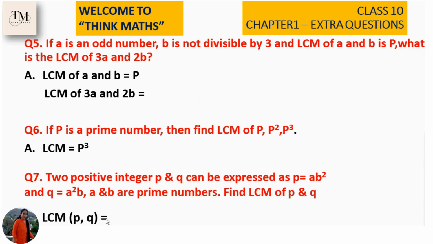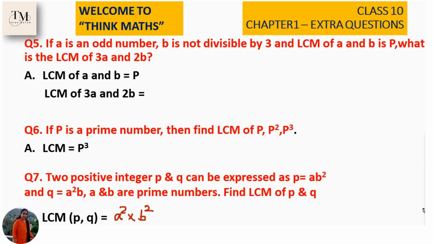So automatically LCM of P comma Q will be A square B square because A and B are prime numbers. So we cannot factorize further. LCM is nothing but the product of the greatest power of all the prime numbers. The prime numbers are A and B. Their greatest power is 2, and the greatest power of B is 2. So the LCM of P comma Q is A square B square.